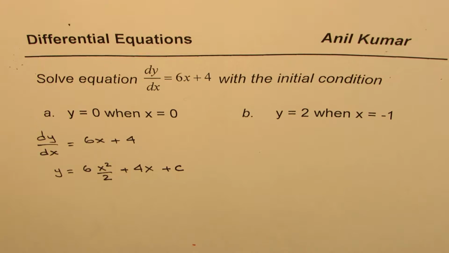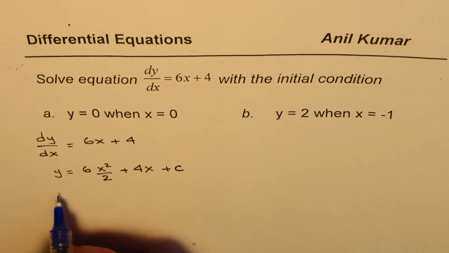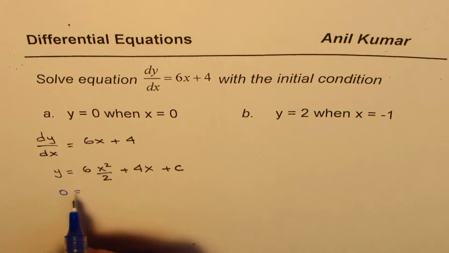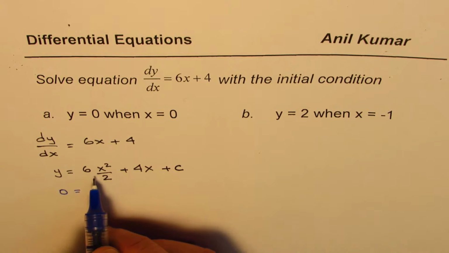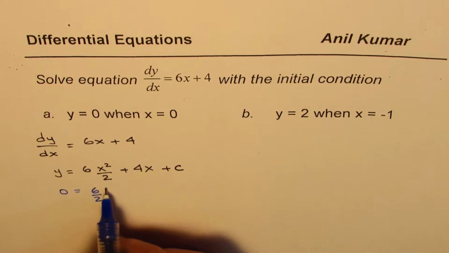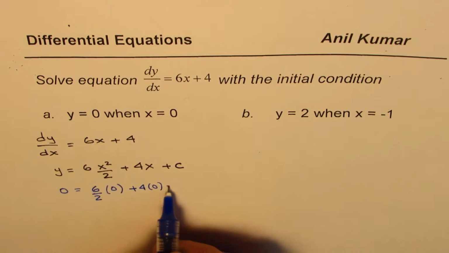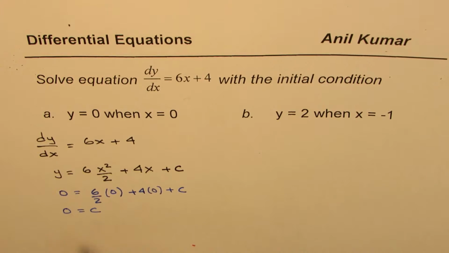So for the first one, we say y is 0 when x equals 0. So that means if I substitute y as 0 and x as 0, I am in a position to find what c is, right? So y is 0, I am substituting, and then I will substitute x as 0. So this equation becomes 6 over 2, I should have written 3 here, times 0 plus 4 times 0 plus c. That gives you the value of c as 0. Do you see that? So we know the constant c in this particular case.